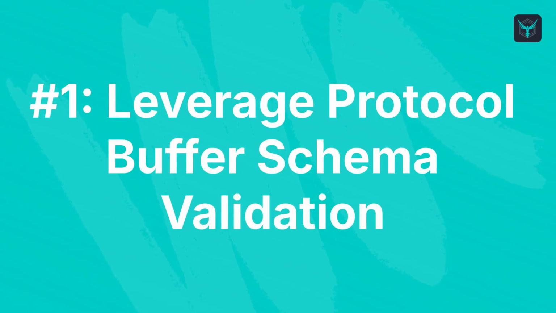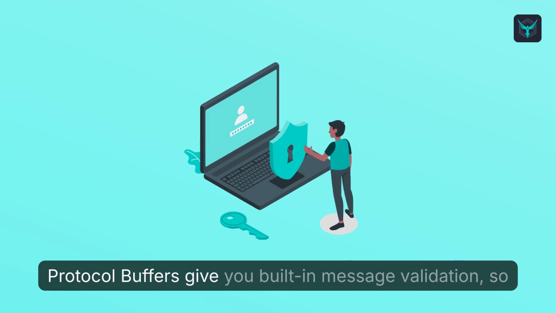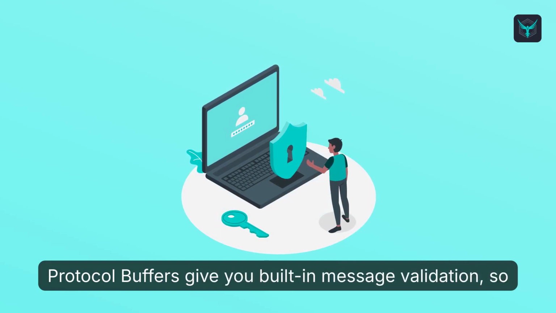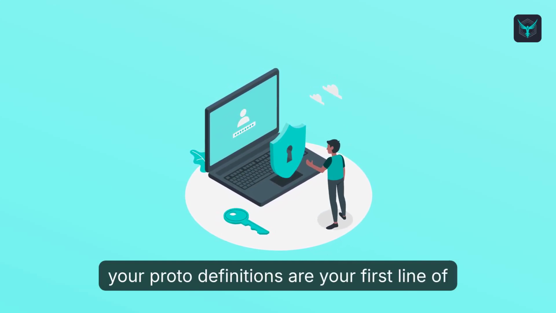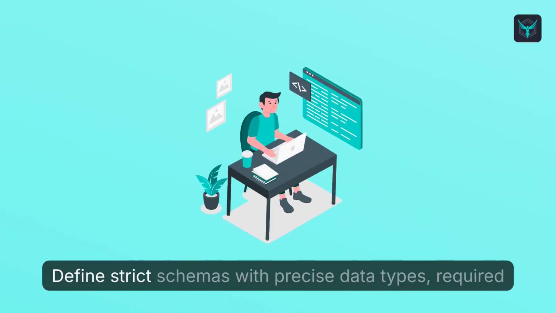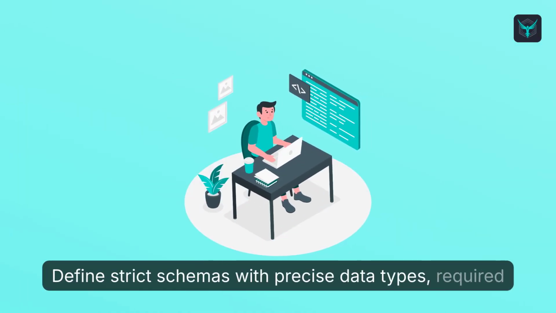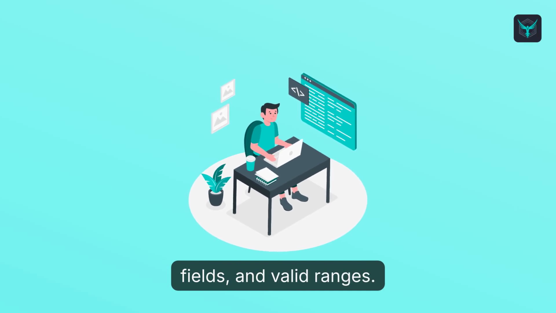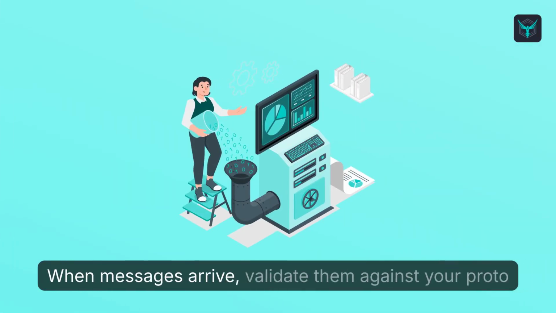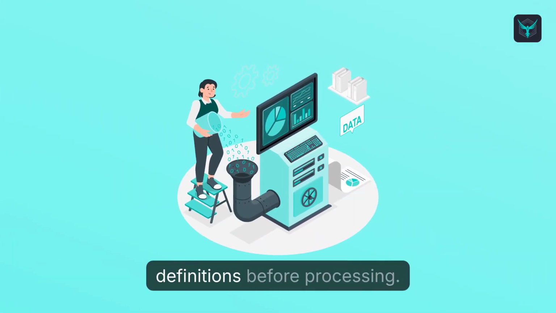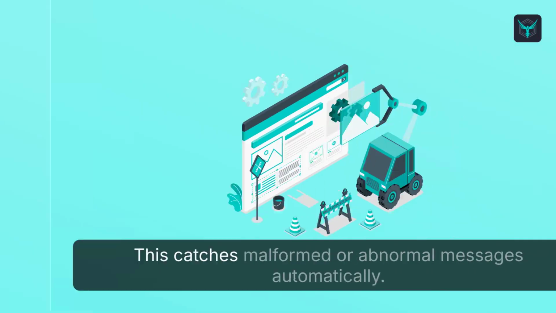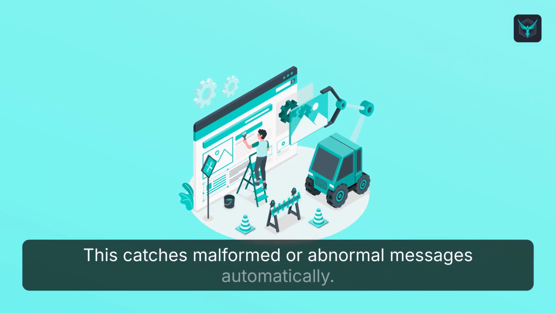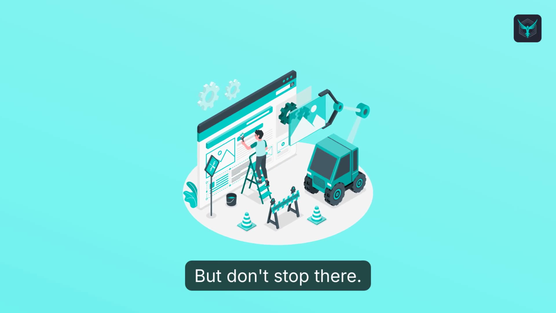Number 1. Leverage protocol buffer schema validation. Protocol buffers give you built-in message validation, so your proto definitions are your first line of defense. Define strict schemas with precise data types, required fields, and valid ranges. When messages arrive, validate them against your proto definitions before processing. This catches malformed or abnormal messages automatically, but don't stop there.